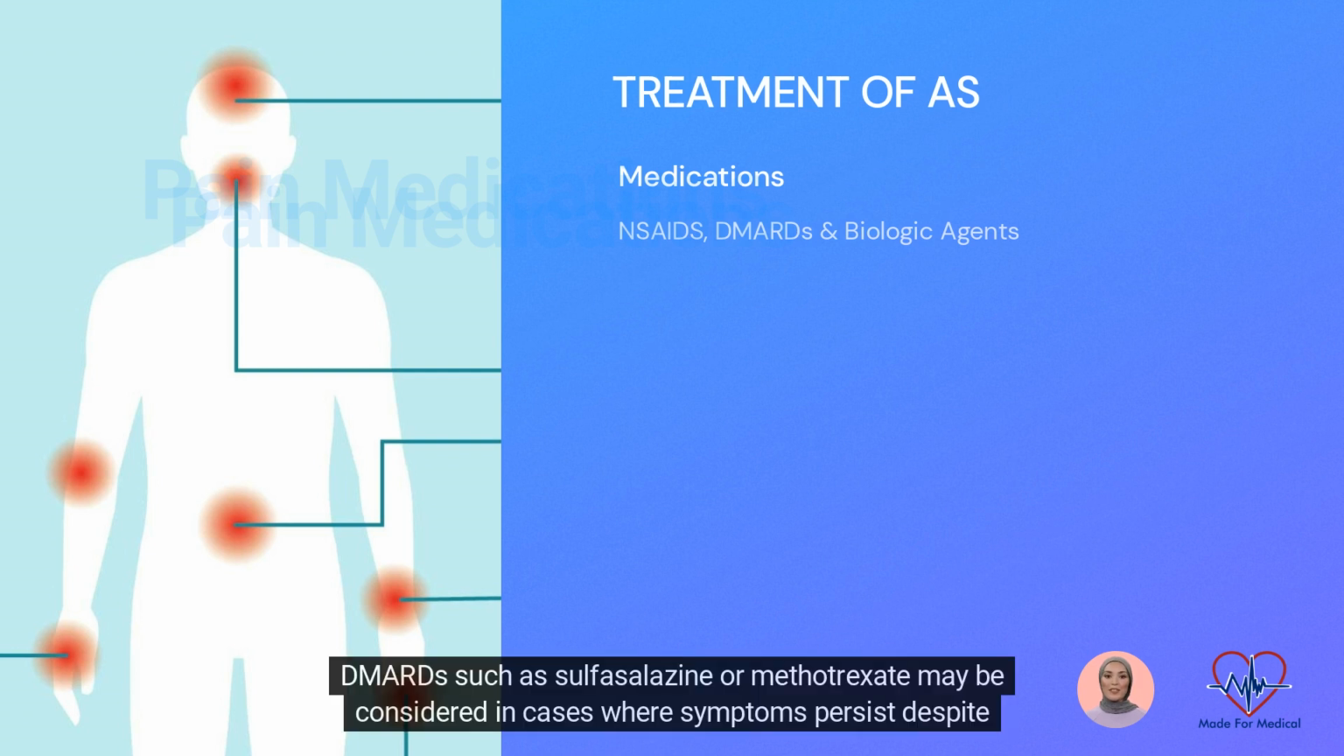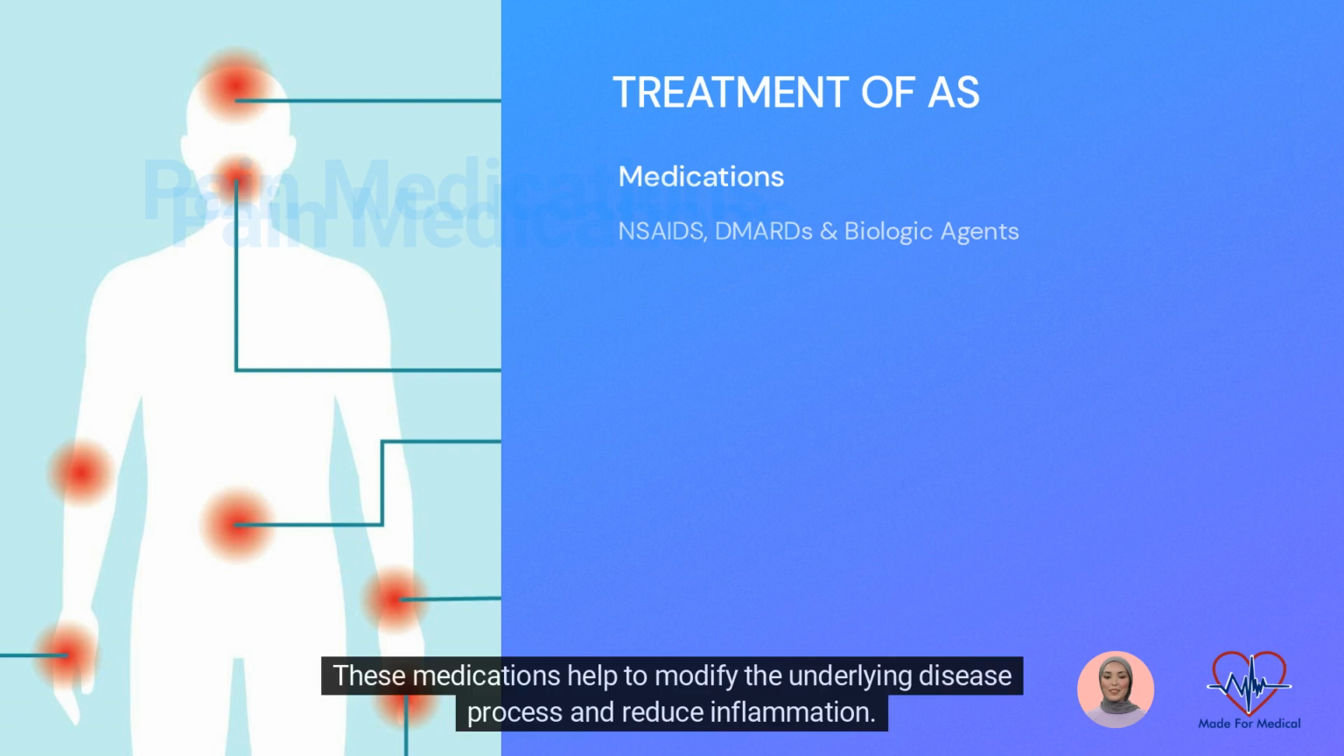DMARDs, such as sulfasalazine or methotrexate, may be considered in cases where symptoms persist despite NSAID therapy. These medications help to modify the underlying disease process and reduce inflammation.